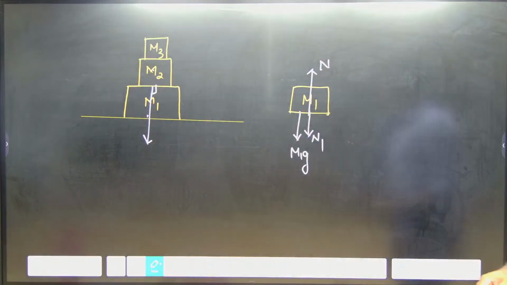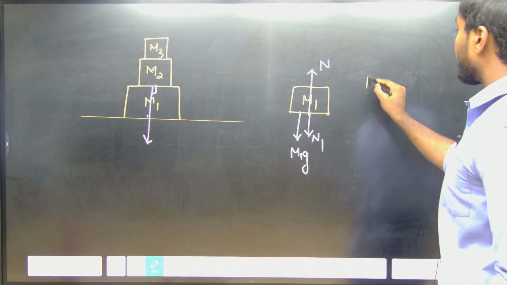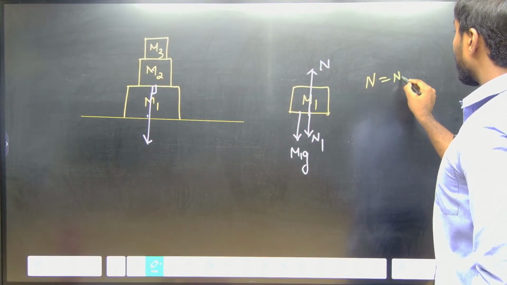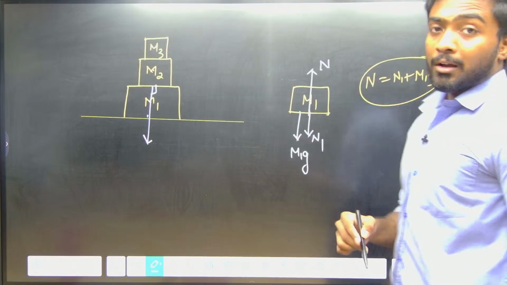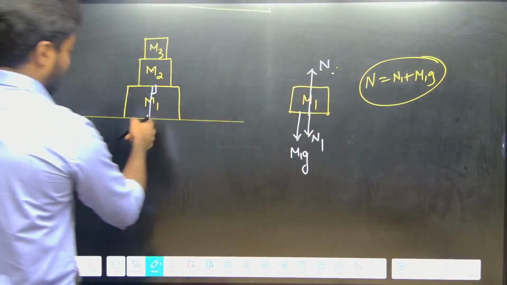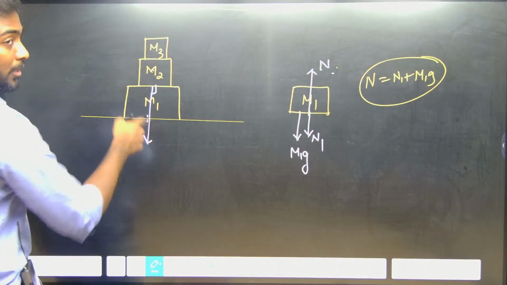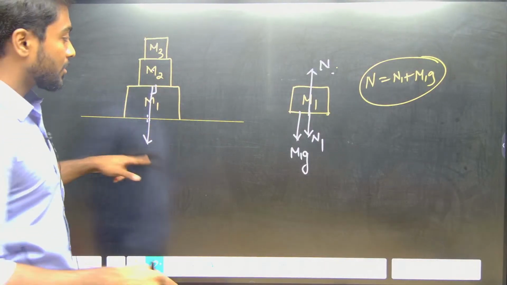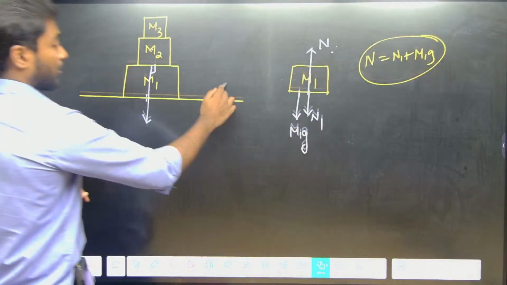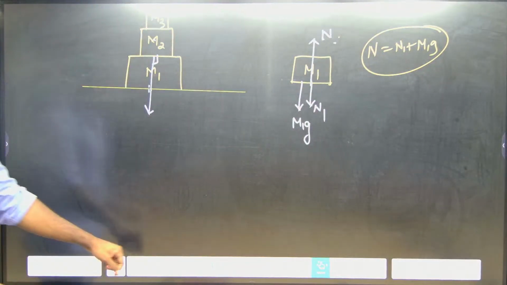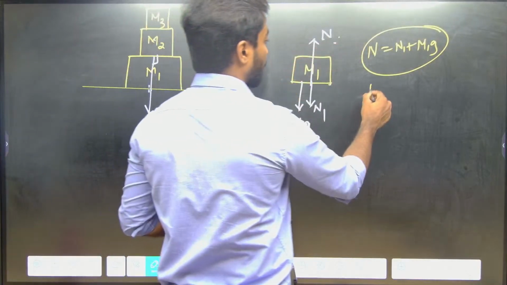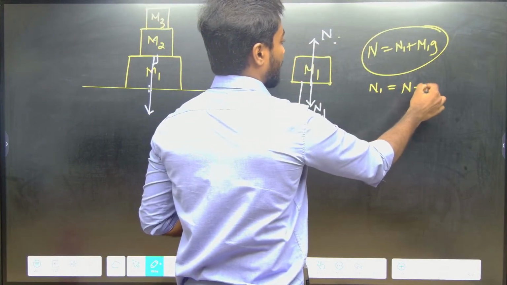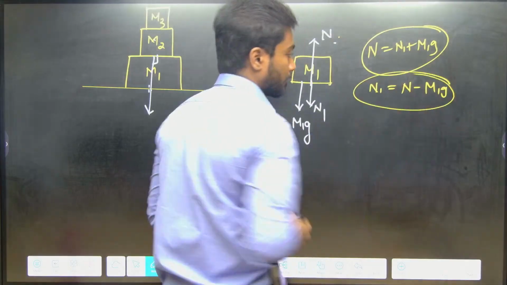Now, if I write the equation, how can we write it? N will be equal to N1 plus M1g. So, what is N? N is the normal force between M1 and the surface. Okay, sir, we want the normal force between M2 and M3, that's what you are asking, right? Then I can also write N1 will be equal to N minus M1g.